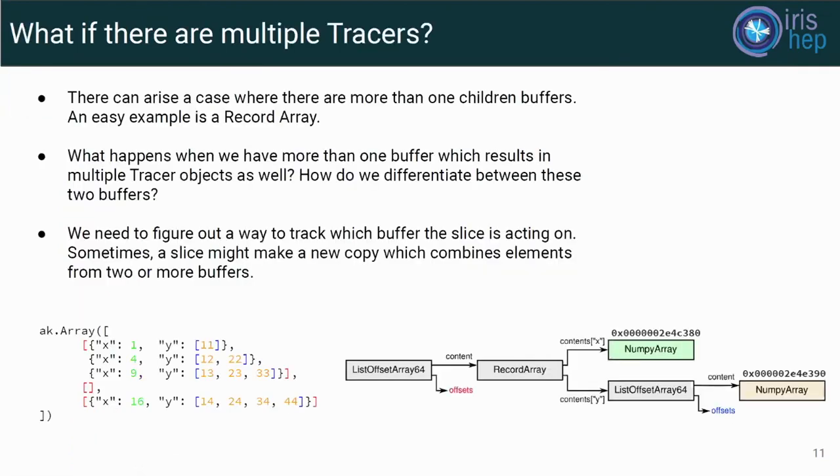So obviously the argument can be made, what if there are multiple tracers? There can arise a case where there are more than one children buffers, and each example is a record array again. So what happens when we have more than one buffer, which results in multiple tracer objects as well? And how do we distinguish between these two buffers? Like, where do I apply this slice which is coming in? The main problem here is we need to figure out which tracer is which, and on what tracer should I apply the slice.